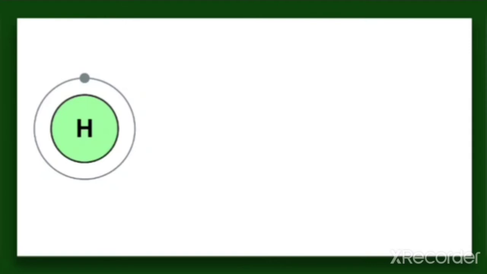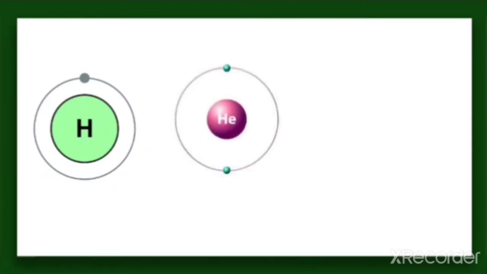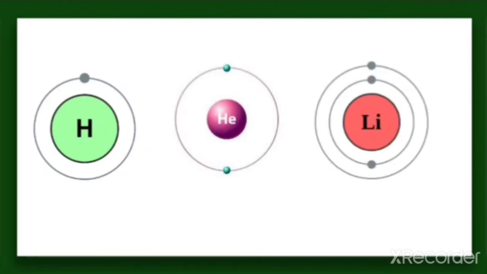What about helium? Helium has two electrons, so both will be in the first shell. But when we talk about lithium, in lithium 3 electrons are there. In the first shell maximum 2 can be accommodated, that we have already discussed. So 2 electrons should be in the first shell, and the third should be made in another shell or orbit.